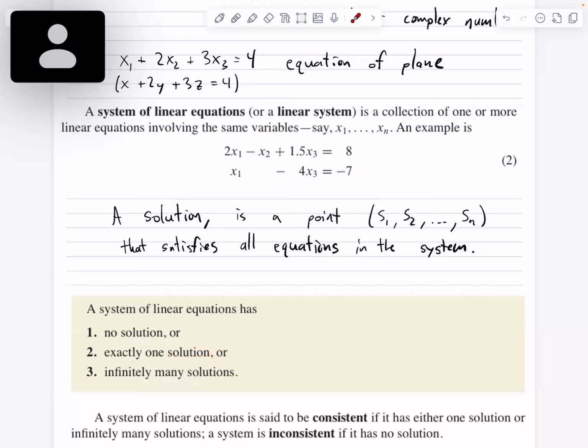For instance, if we found the equation of the intersection of these two planes, I think it'd be a line, because they're not the same plane and they're not parallel to each other. And so it'd just be a line. That's infinitely many points, because a line has infinitely many points on it.